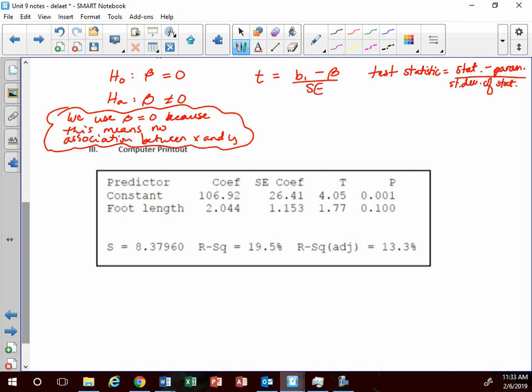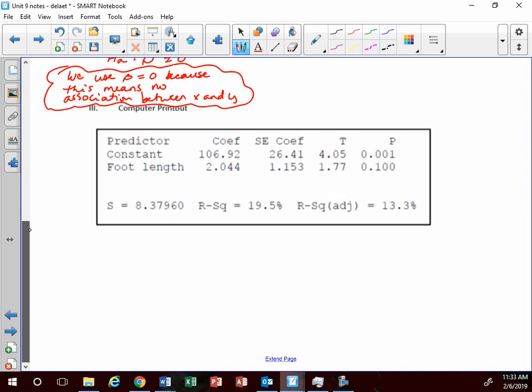So up next, guys, let's look at this computer printout and figure out where all of the pieces of information that we actually need are given to us in this. All right, so first, we've got some coefficients. And you're told constant and foot length here. Okay, so this 106.92 and 2.044. One of those is your y-intercept, one of them is the slope. Which one do you think is which?